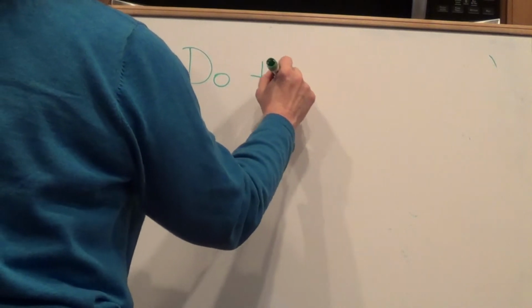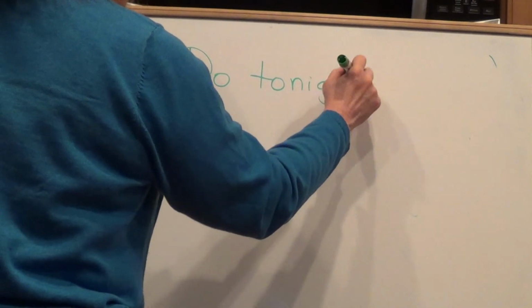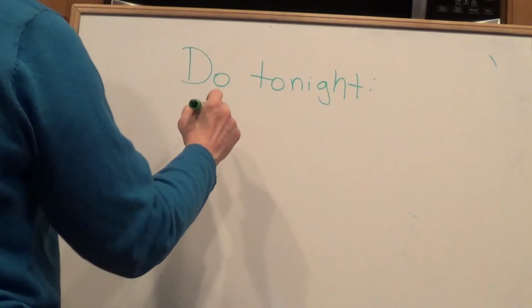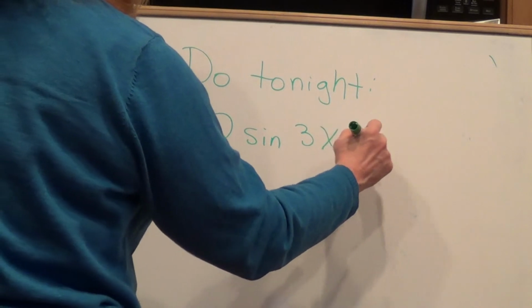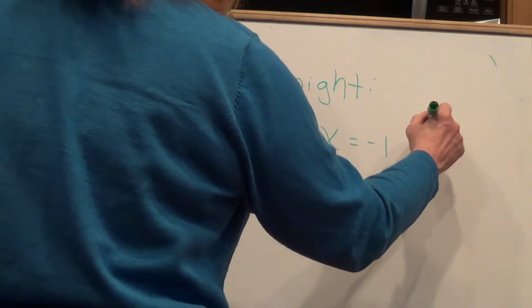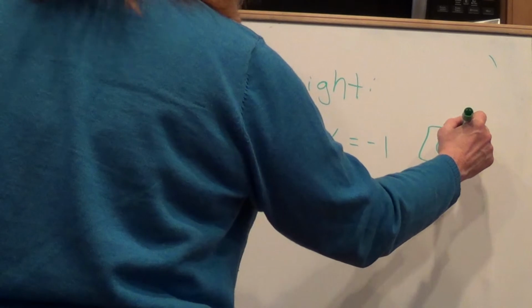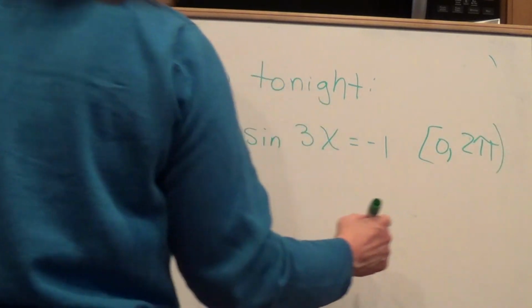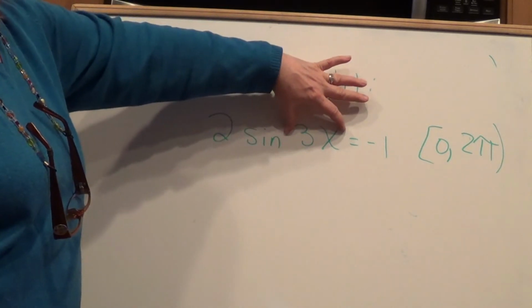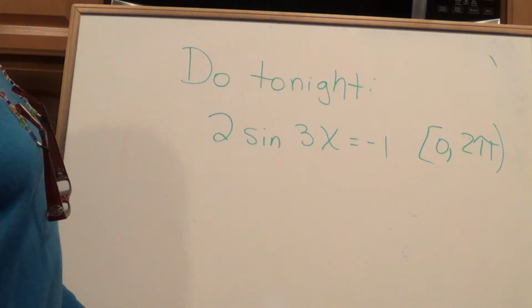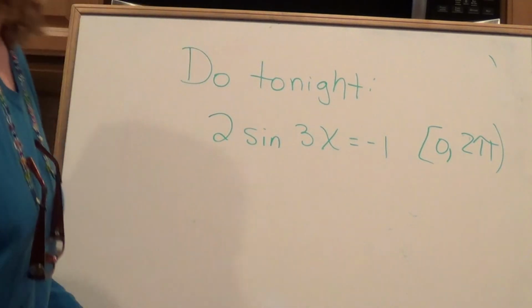So let us do this one. Due tonight. This is a due tonight one. 2 sine of 3x equals minus 1. And we're going to cut that off in between 0 and 2 pi. So there you go. See what you can do with that. And recall that probably it's going to be 6 answers. So have at it. See you tomorrow.